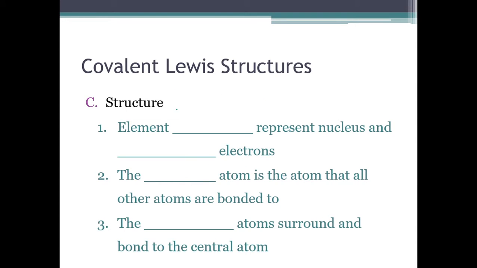So the structure for your Lewis structures: the element symbols, just like before, represent the nucleus and the core electrons. The central atom, this is a new thing, the central atom is the atom in the center that all of the other atoms are bonded to. And then all of those outer atoms are called terminal atoms. And the terminal atoms surround and bond to the central atom.